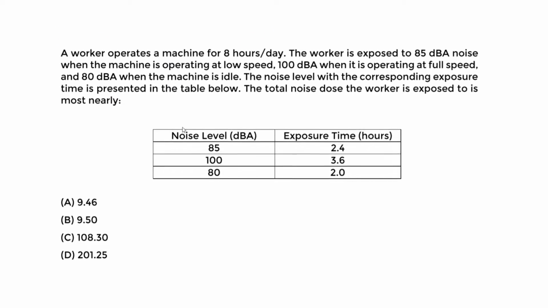So now let's dive into this one. This is a calculation-based question, and it's kind of tricky because you have to use the equation, and you also have to use the table. What we're told here is a worker operates a machine for 8 hours a day. The worker is exposed to 85 decibel noise when the machine is operating at low speed, 100 decibels when the machine is operating at full speed, and 80 decibels when the machine is idle. The noise level with the corresponding exposure time is presented in the table below. The total noise dose the worker is exposed to is most nearly what?